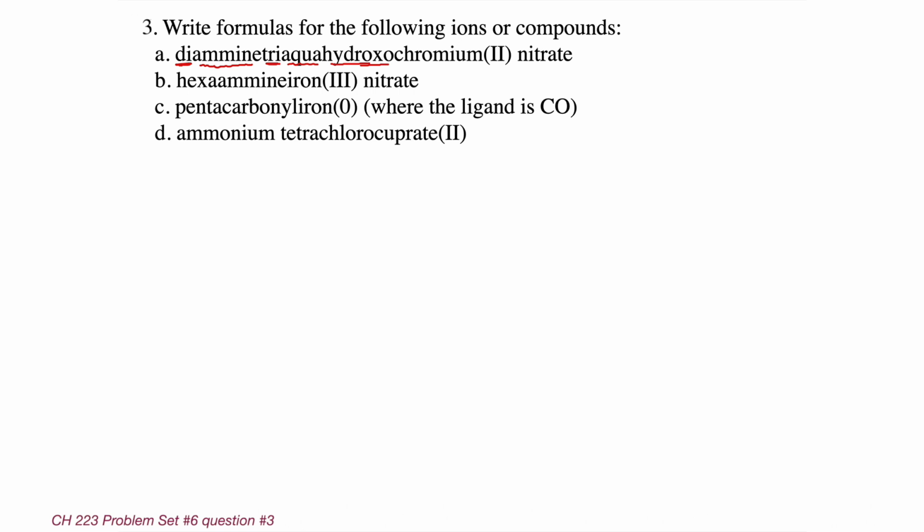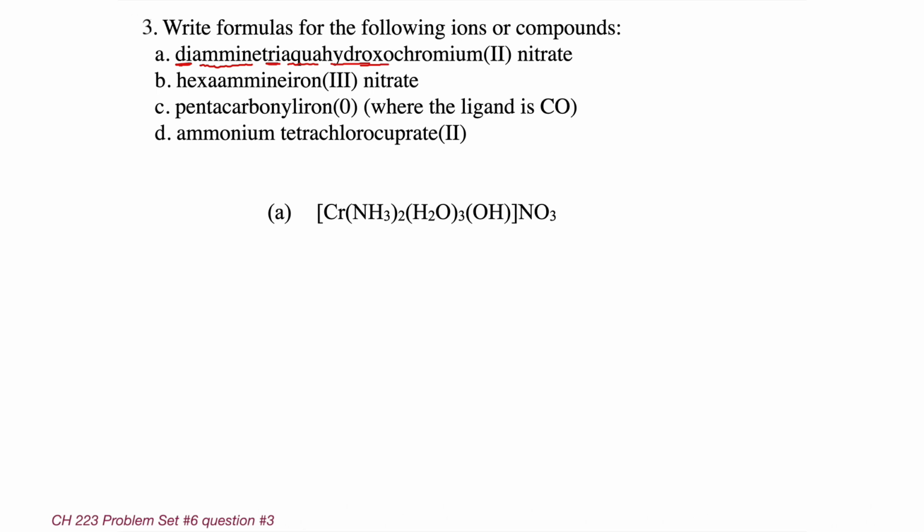Now, amines, ammonia, are neutral, and water is neutral. But hydroxo is a -1 hydroxide. So if we combine that then with a chromium plus 2, we're going to have an overall +1 charge for the complex ion. And the reason we waited on nitrate's -1. So it looks like we're going to need a -1 nitrate to balance the complex ion over there.